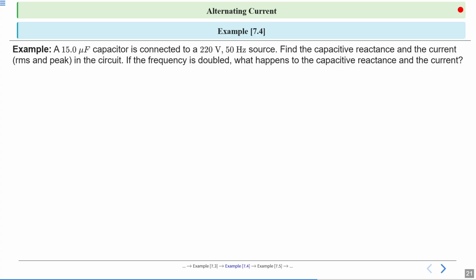Example 7.4: a 15 microfarad capacitor is connected to a 220 volt, 50 hertz source. Is the 220 volt RMS, peak, or instantaneous? If no value is mentioned, 220 volt is taken as the RMS value. Now find the capacitive reactance and the RMS and peak current in the circuit. Second part: if the frequency is doubled, what happens to the capacitive reactance and the current? So let's see the solution.